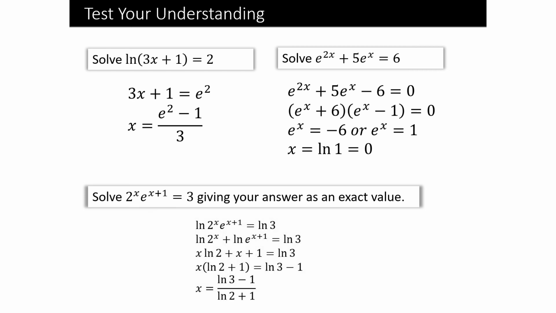This one, remember, is a product, and then you could use the log rule to write it as a plus. So ln 2 to the power of x plus ln e to the power of x plus 1 equal to ln 3, and then go from there.